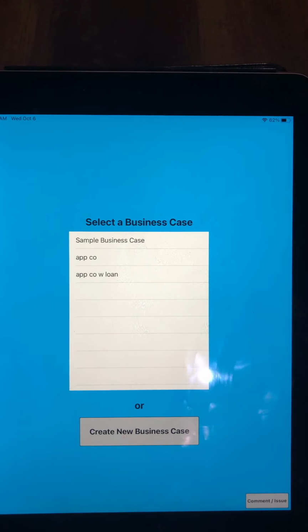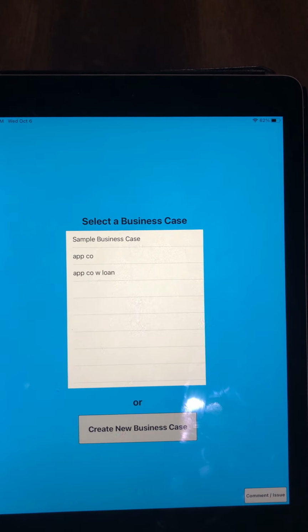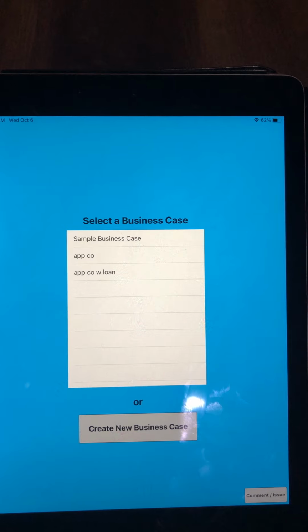And then if I'm putting a report together to go to somebody, I can screen print and copy and paste all of these into a Word document or some other business case template that you might have.